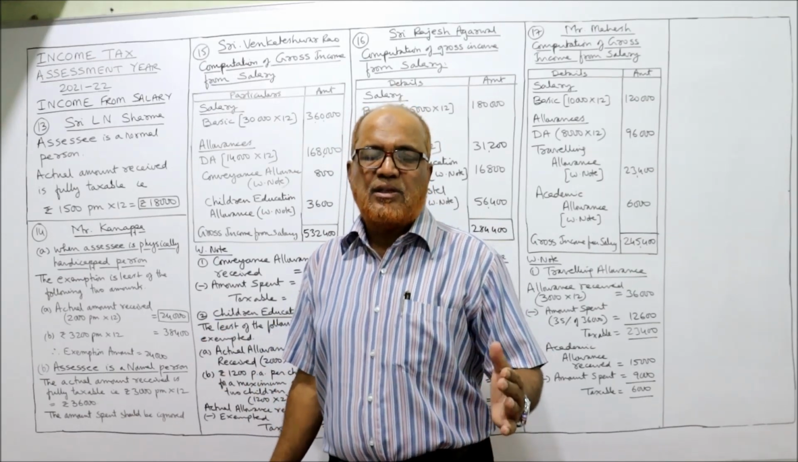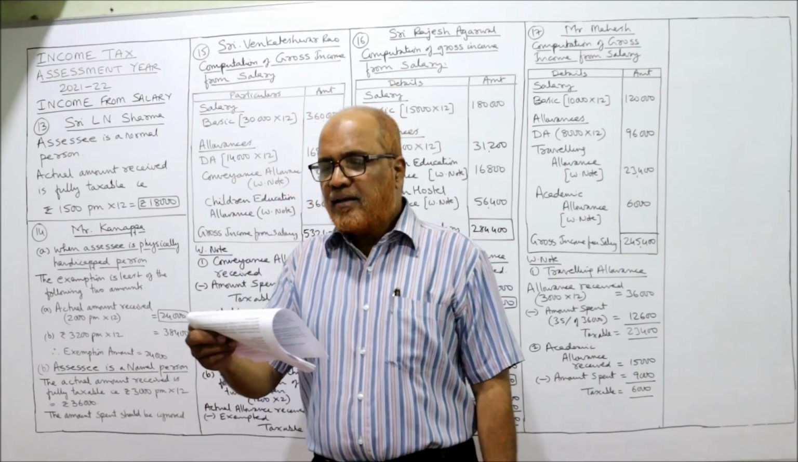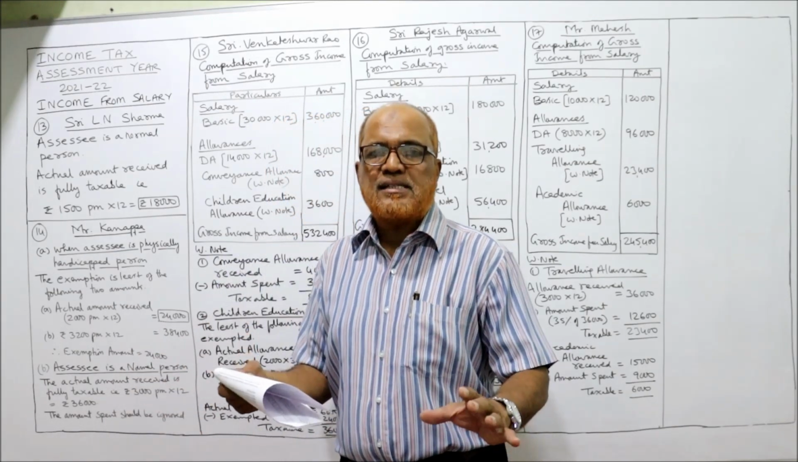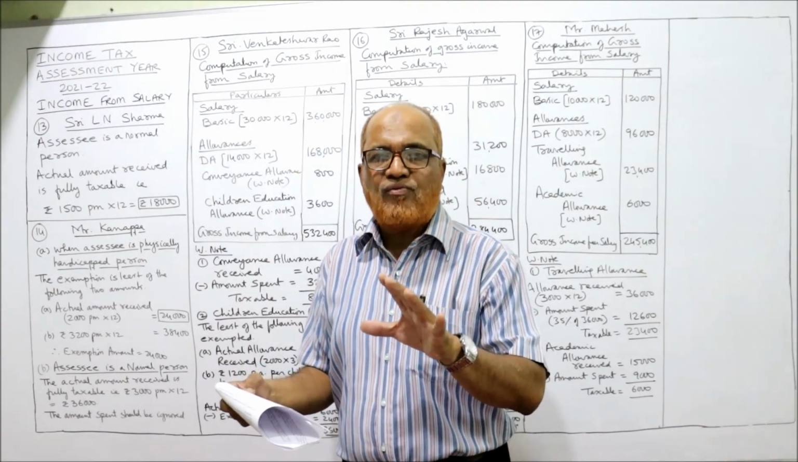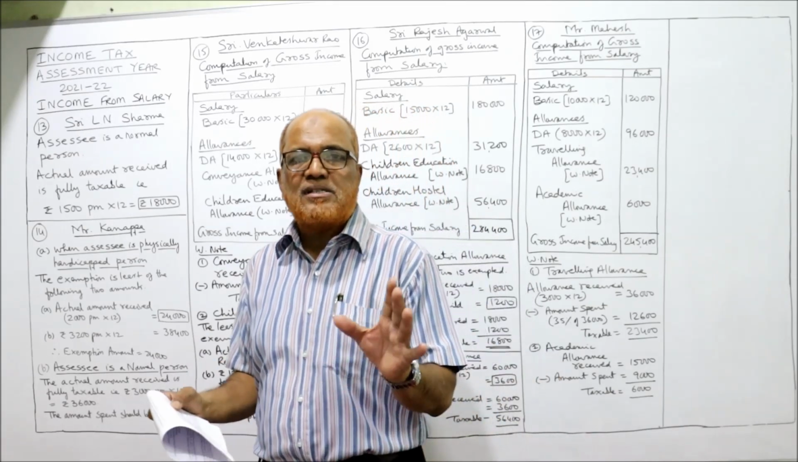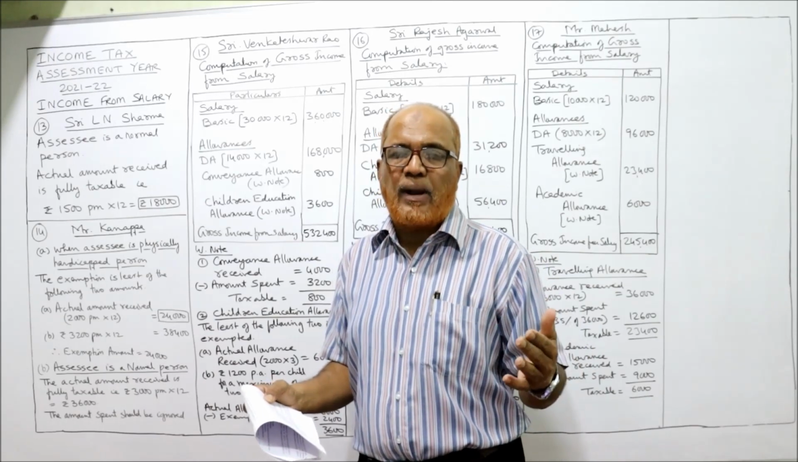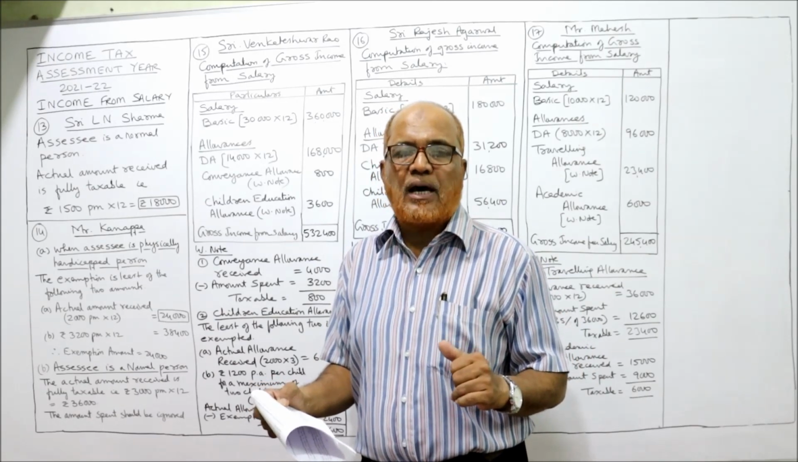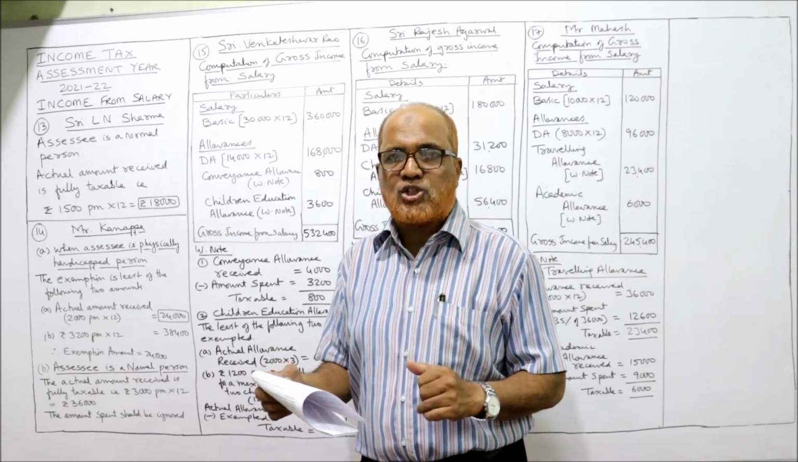In the previous theory video I explained transport allowance. Regarding transport allowance, if the assessee is a normal person, then transport allowance is fully taxable, completely taxable. If the person is physically handicapped or blind, then transport allowance will be exempted. That we'll discuss in the next problem.